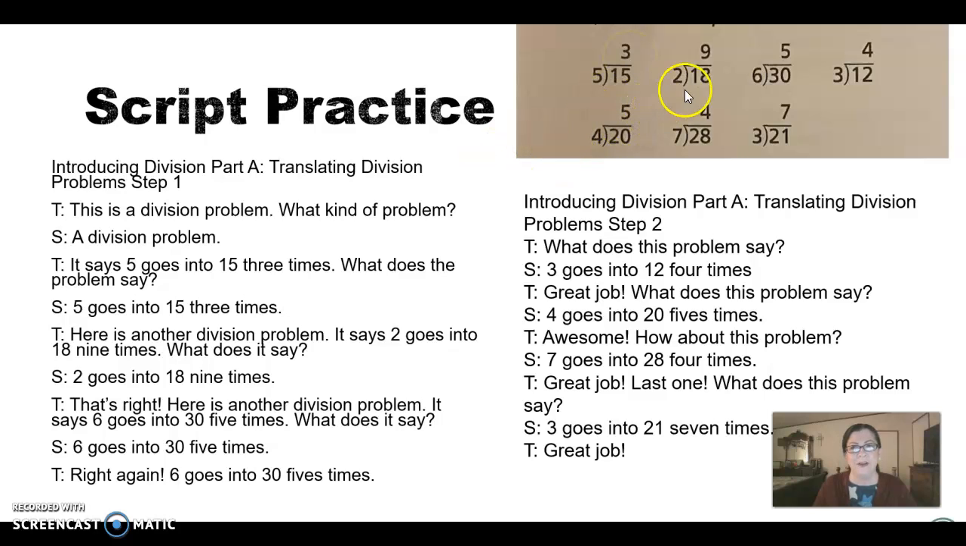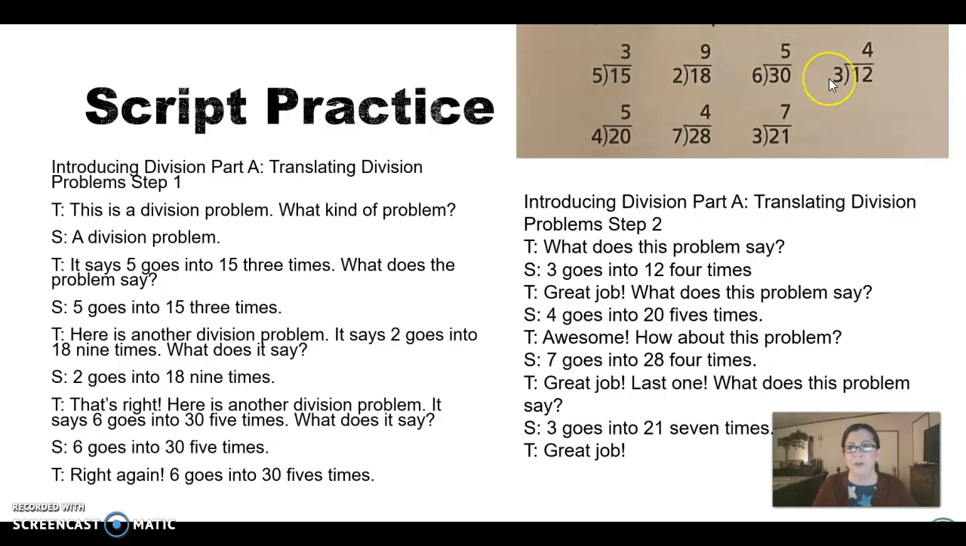All right, here is another division problem. It says 2 goes into 18 9 times. What does it say? 2 goes into 18 9 times. That's right. Here is another division problem. What does it say? 6 goes into 30 5 times. Right again. 6 does go into 30 5 times.